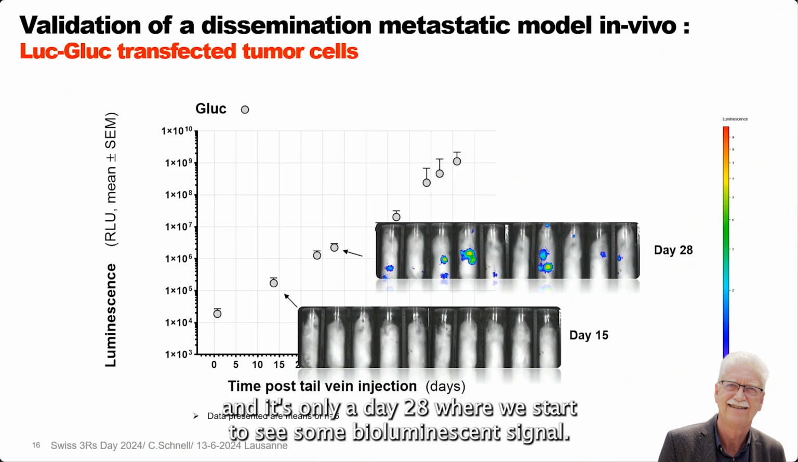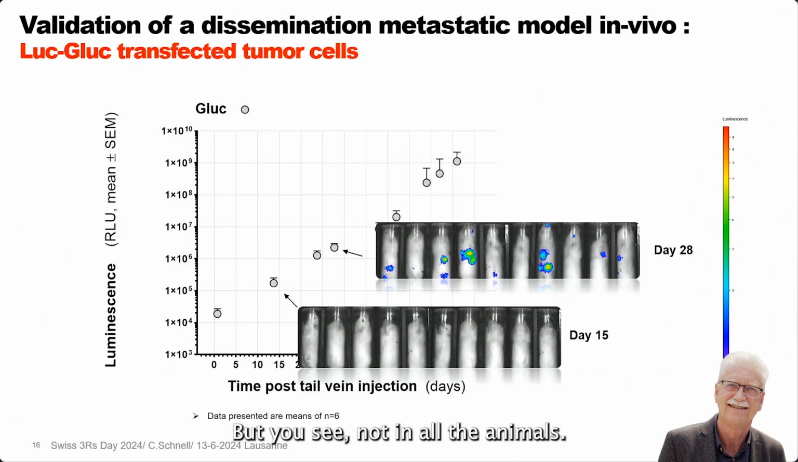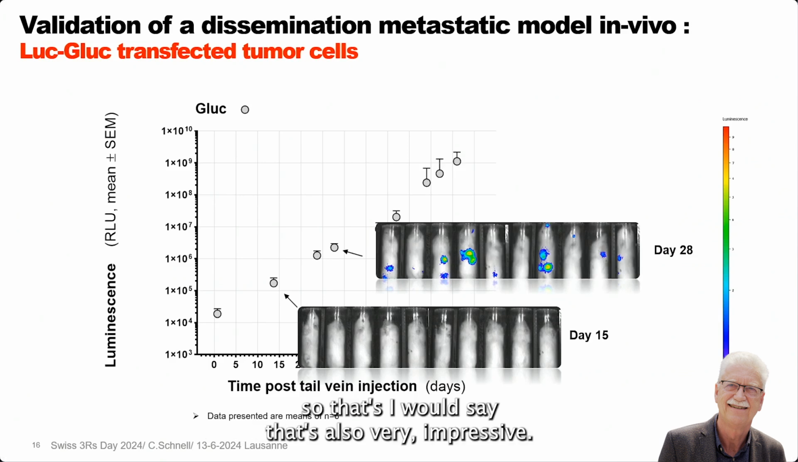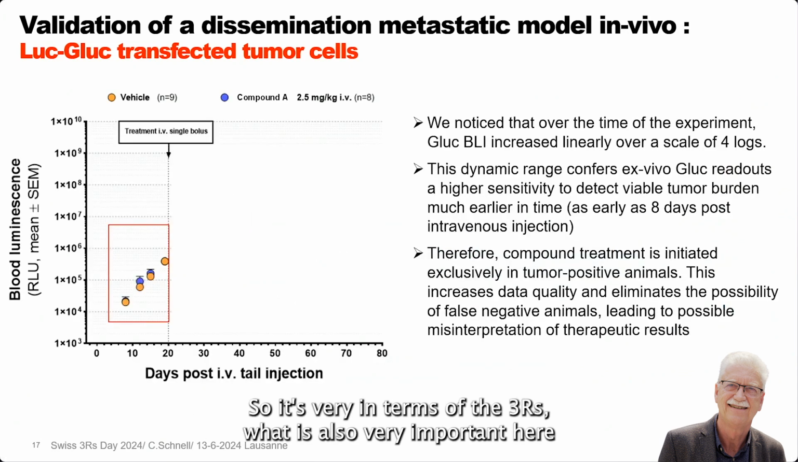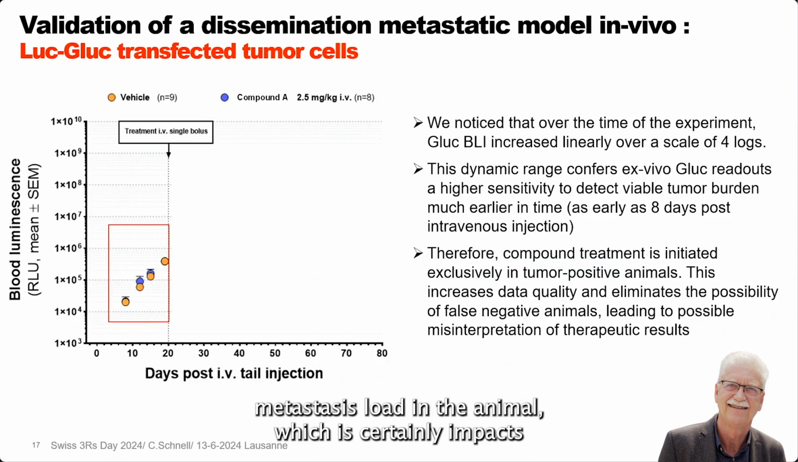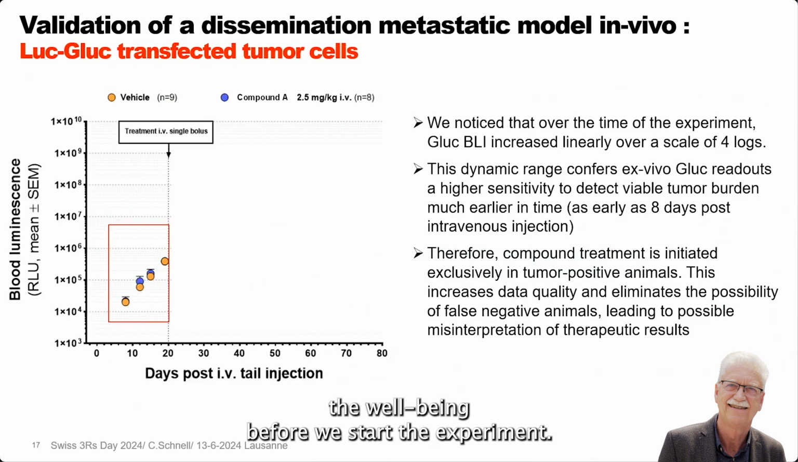It's only at day 28 that we start to see some bioluminescent signal, but not in all the animals. So it's very different. But in terms of GLUC, we are already at a very, very high level. That was also very impressive. In terms of the 3Rs, what is also very important here is that we can start to treat the animals much earlier, meaning that we don't need a big metastasis load in the animal, which certainly impacts their well-being, before we start the experiment. And we are pretty sure that we are only selecting animals where the metastases are growing.